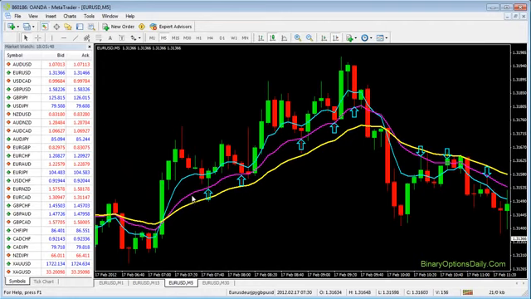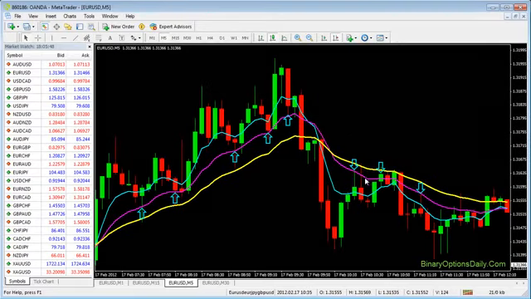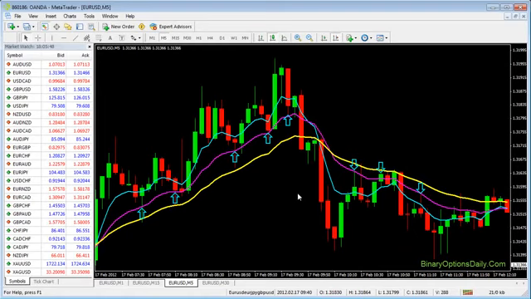If the blue is above the magenta and the 26 is on the bottom, then we'll be looking for an uptrend. And if you see the exact opposite, where the 26 is on the top, the 14 is in the middle and the 6 is on the bottom, then we'd be looking at it as a downtrend, and we'd be looking for puts.